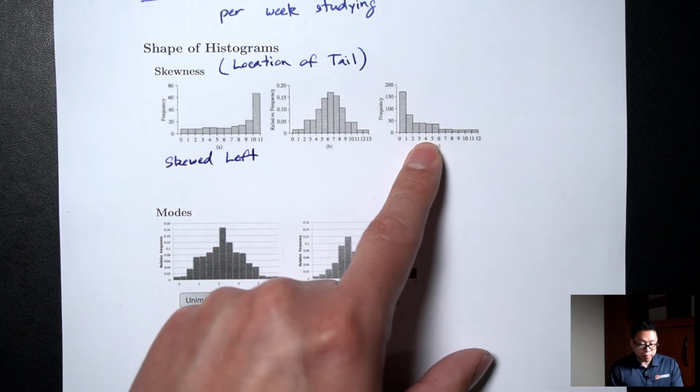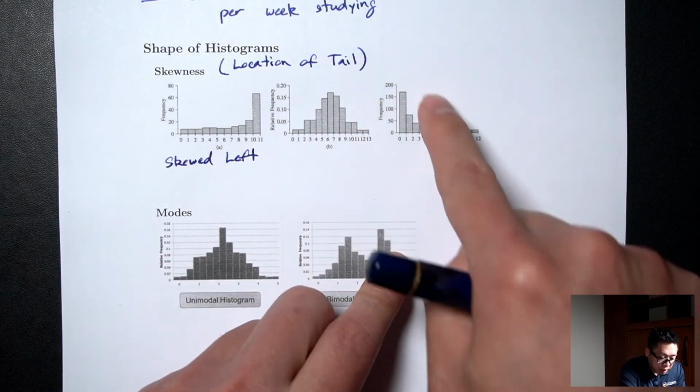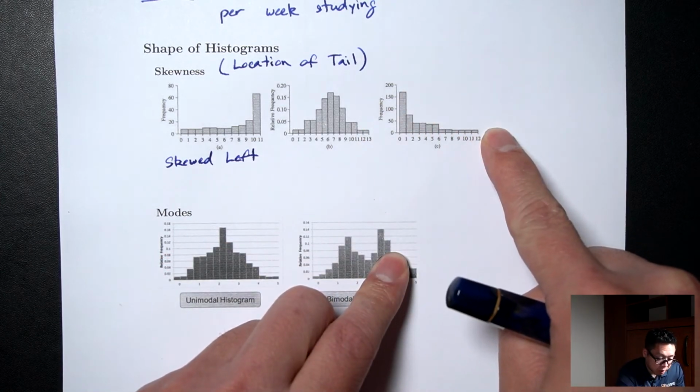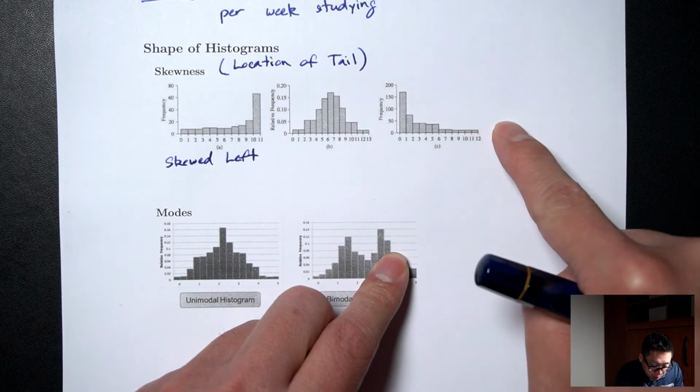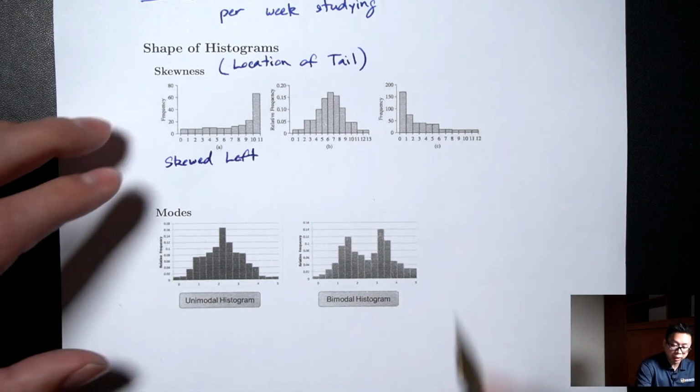Picture on the right, the peak is on the left side, and the tail is on the right side, okay? Peak's on the left side, the tail's on the right side, that's called skewed right.